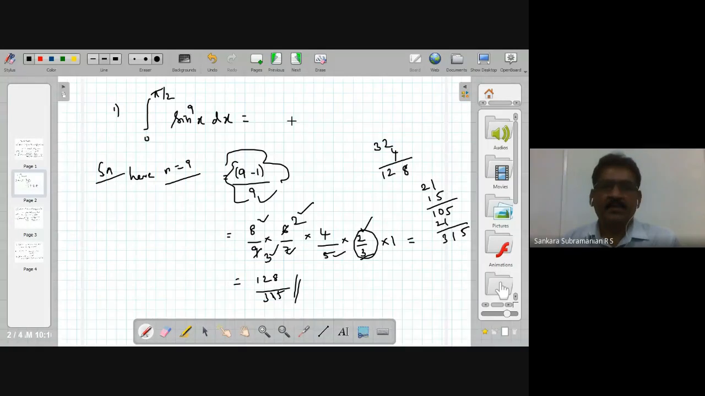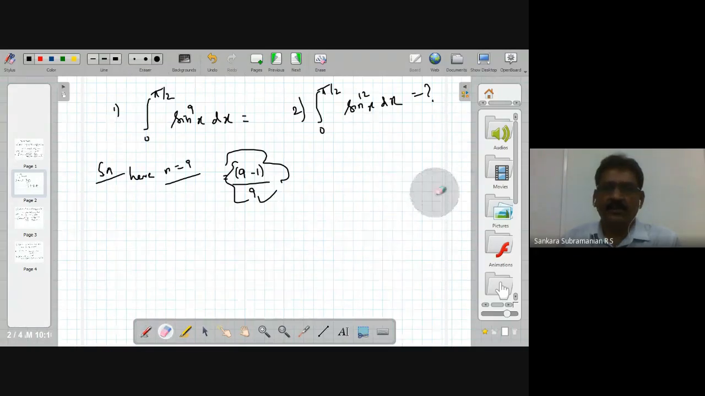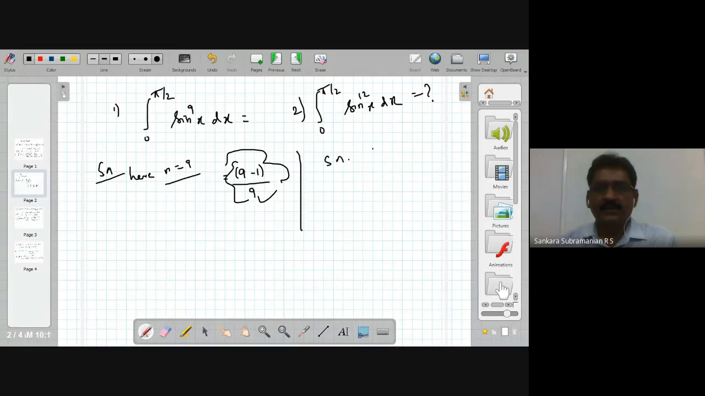Now, the second problem is evaluate the integral 0 to pi by 2 sine to the power 12x dx. That is the question. Sine to the power 12x dx. Again, I have the same method that I have followed. This is n minus 1 by n. So here n equals 12, n minus 1 by n. So we get 12 minus 1 is 11 by 12. So I start with 11 by 12.